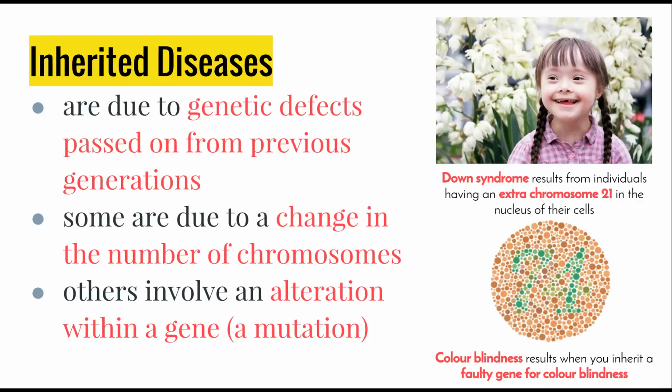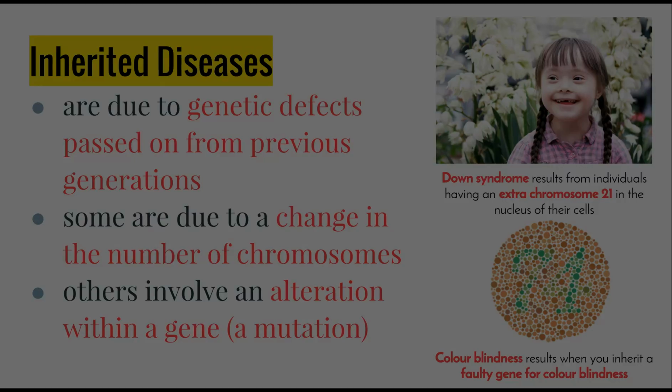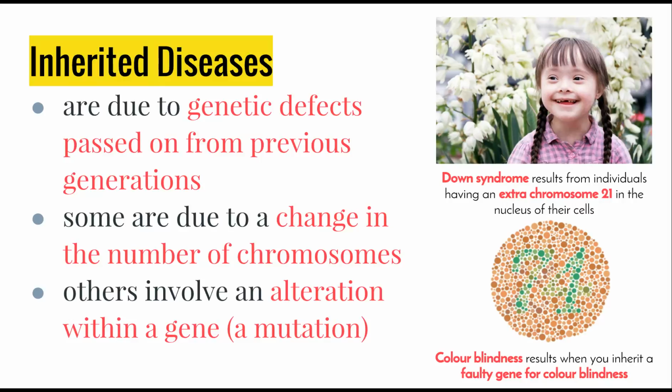For example, color blindness results when you inherit the faulty gene for color blindness from one of your parents, and that's usually your mother because it's carried on the X chromosome. Some other examples of inherited diseases include hemophilia, which is a disease which causes you to not be able to clot easily when you cut yourself, so you bleed quite seriously and you bruise easily.